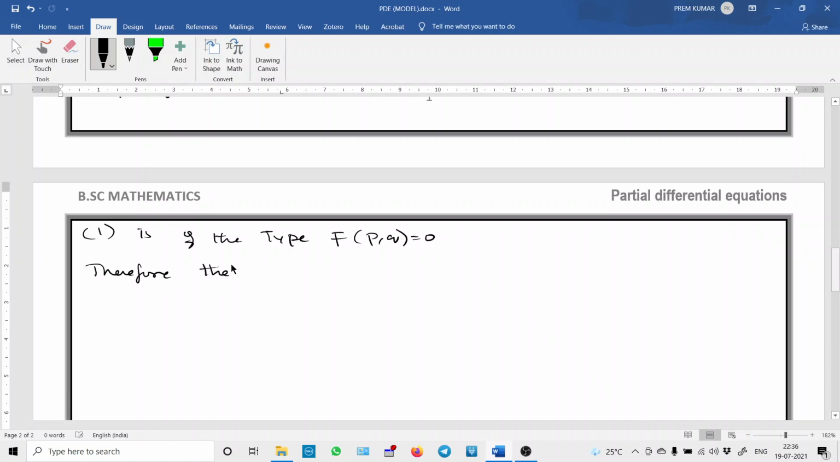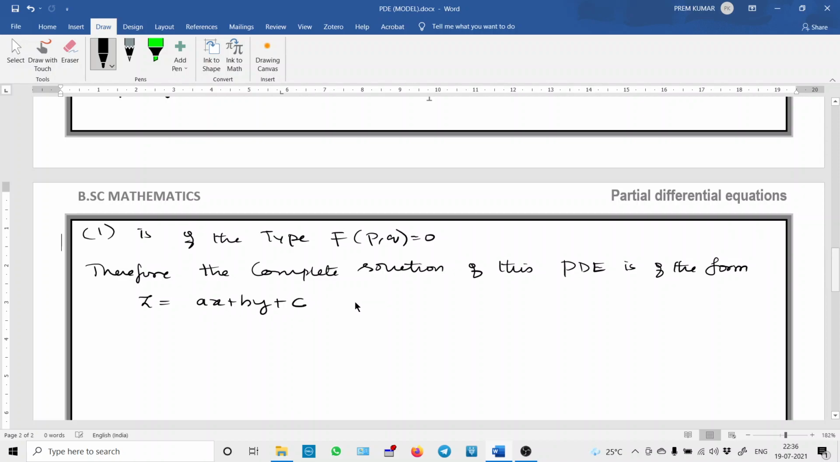Therefore, the complete solution of this partial differential equation is of the form z equals ax plus by plus c. The complete solution will be of this form.